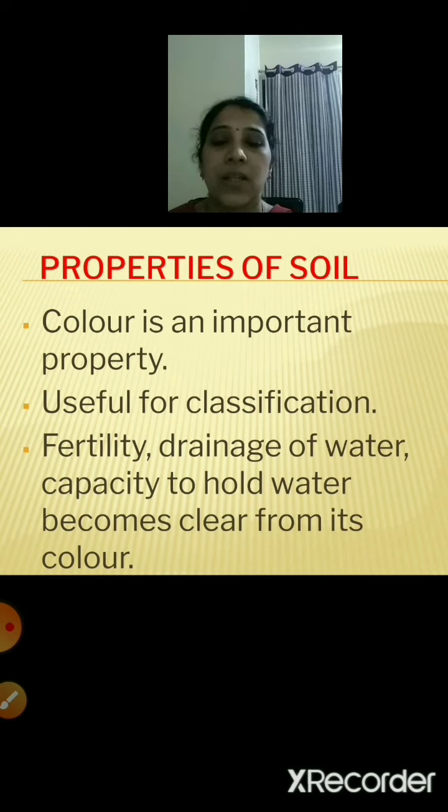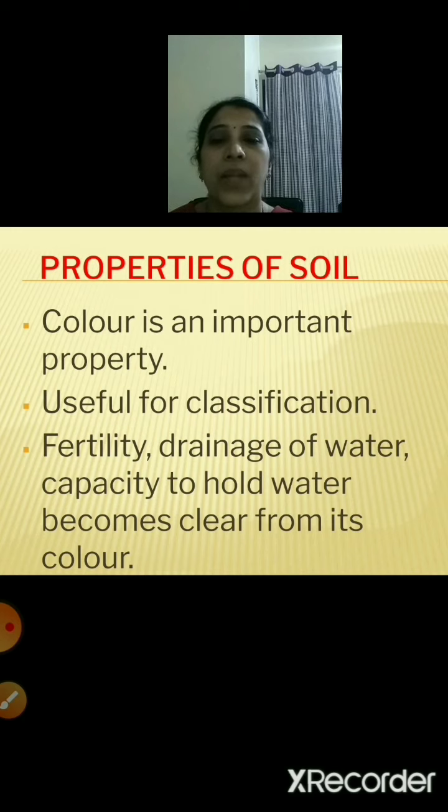Then you can see soil of different colors such as black, red, yellow, copper and grey. Right, children? The color of the soil is useful for classification. Also, it is indirectly useful in indicating several properties of the land, some of the properties of the soil such as fertility, drainage of water. Drainage of water means the water flows away, and the capacity to hold water becomes clear from its color. So, what is the important property of the soil?